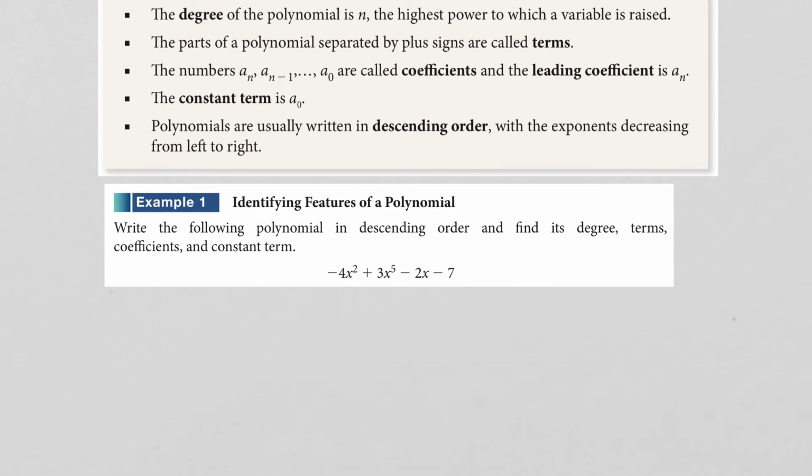So first, let's write it in descending order. Notice that the highest power of x is x to the 5th power. So that term should come first. So we'll write 3x to the 5th power. The next highest power of x is the term negative 4x squared, and then negative 2x, and finally the constant term should be last. So we've written it in descending order. Now let's go ahead and find its degree. So its degree, again, this is just the highest power of x, so this is a degree 5 polynomial.